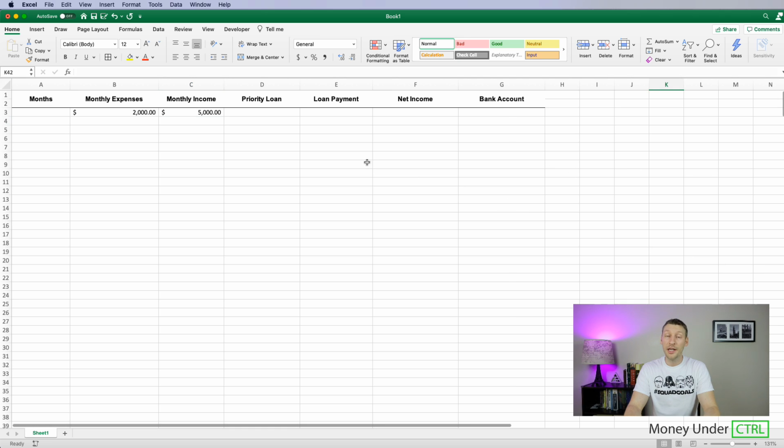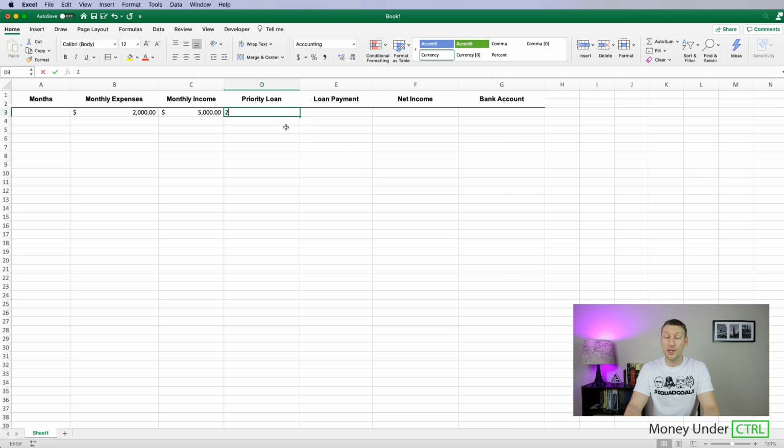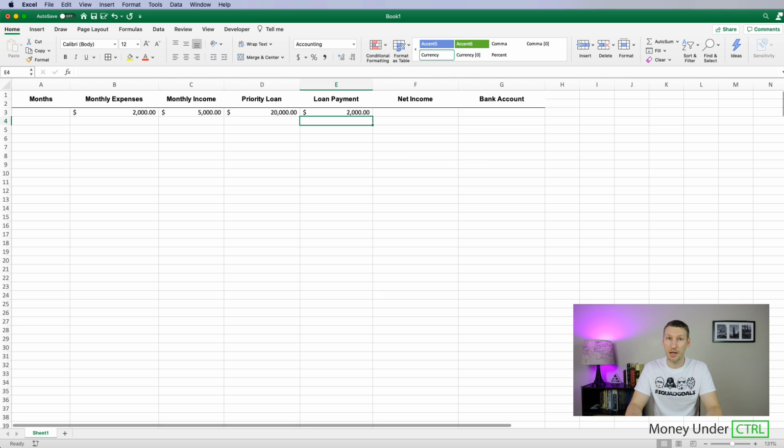The fourth column is where we put the priority loan. Just enter the dollar amount that you currently owe. The fifth column is for your loan payments. You can play around with this number to get an idea what works for you. You need to make sure that this number will not put you in the negative net income.